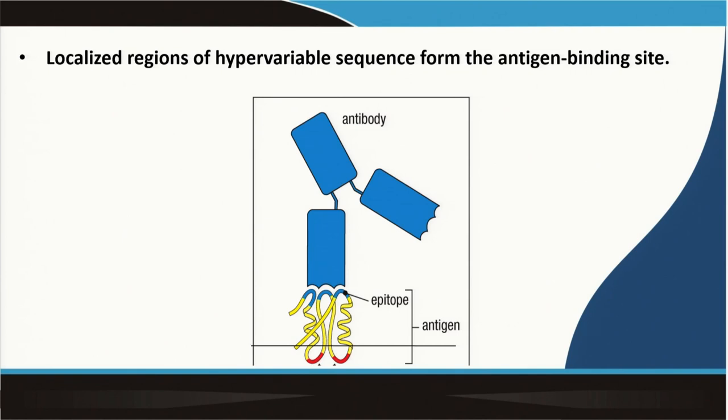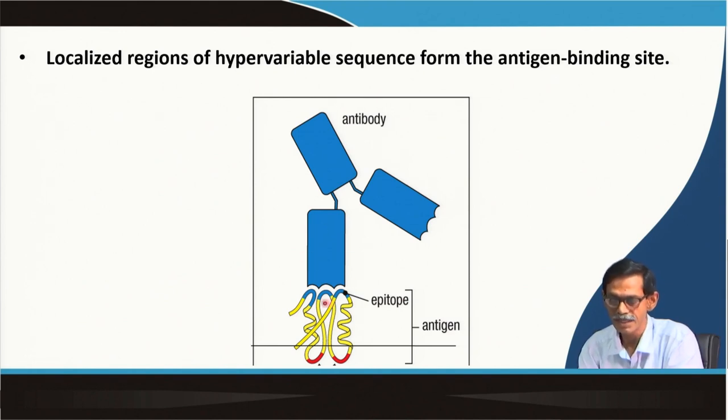Actually, if you see the antibody molecule, we already know that the N-terminal part, which is a combination of both heavy chain and light chain, is basically responsible for interacting with the epitope of antigen. So, if you see carefully, only this region is interacting. Rest of the part is not taking any part in the interaction of the epitope.